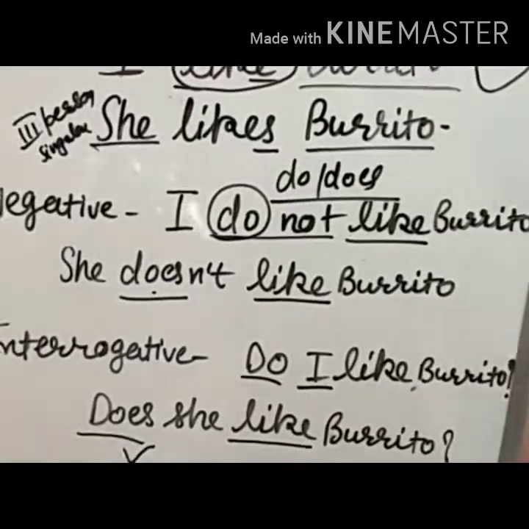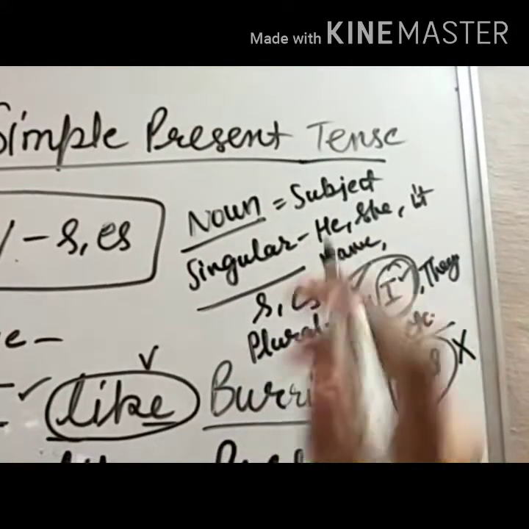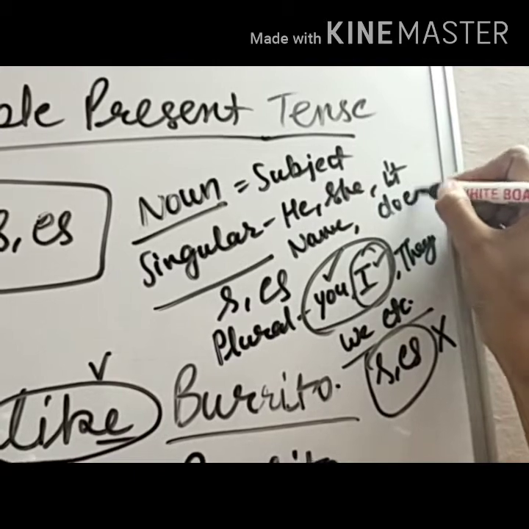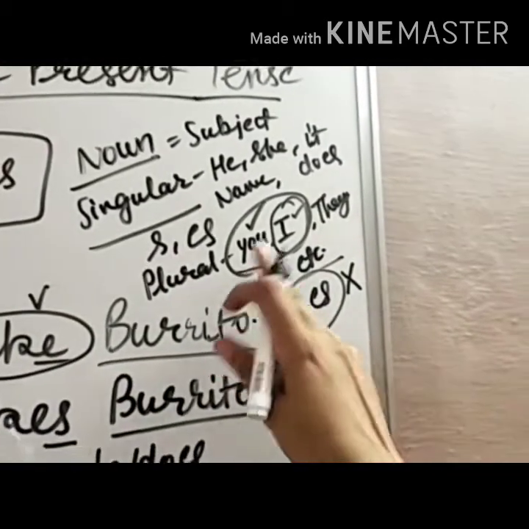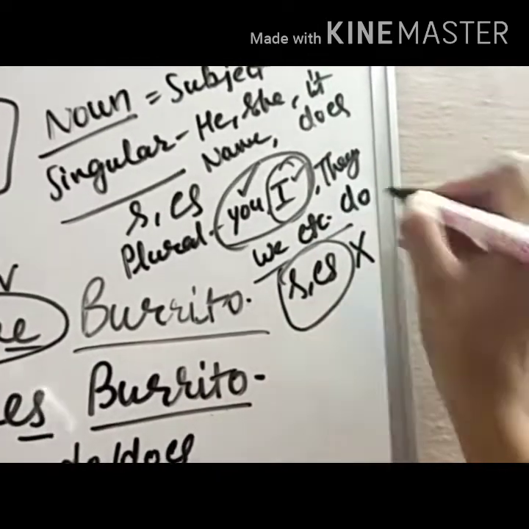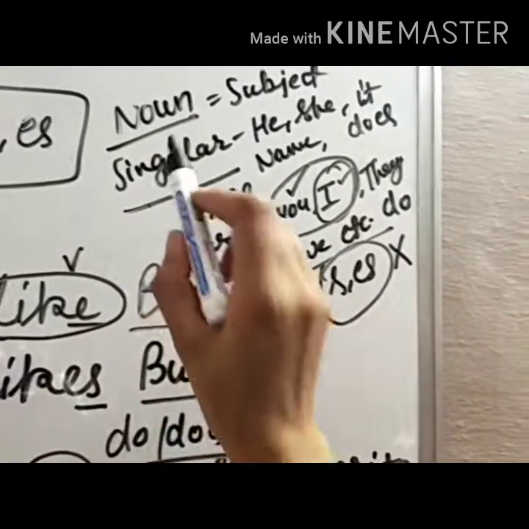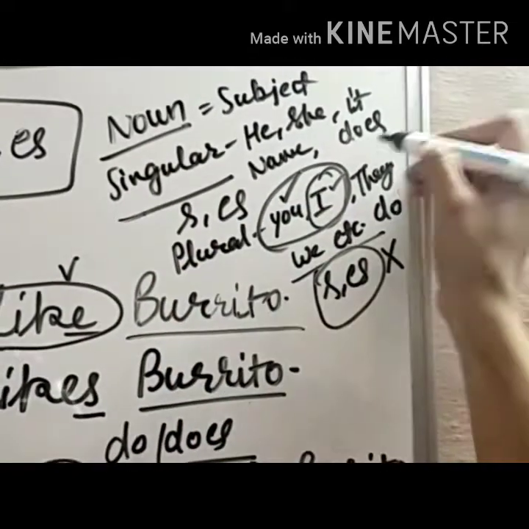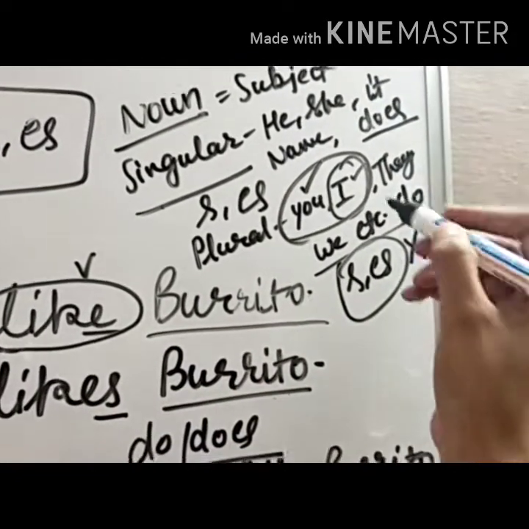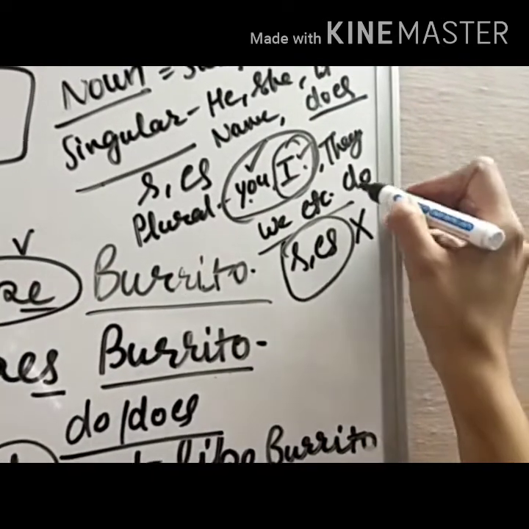And when and why do we use does and do? It's very simple. With singular, he, she, it and a name, you will use does. And with you, I, they, meaning plural, you will use do. So remember this. With a singular subject, you will use does. And if the subject is I, you and plural, then you will use do.